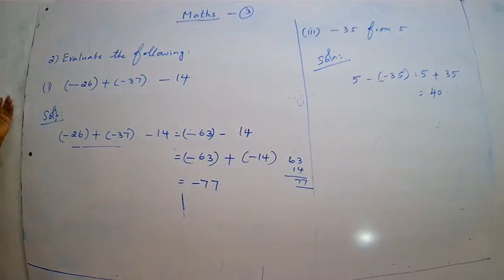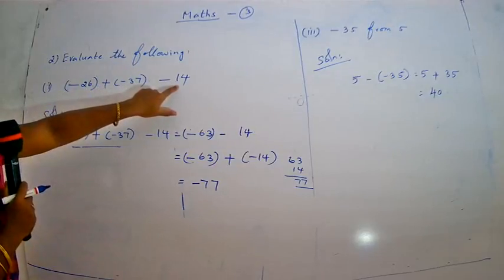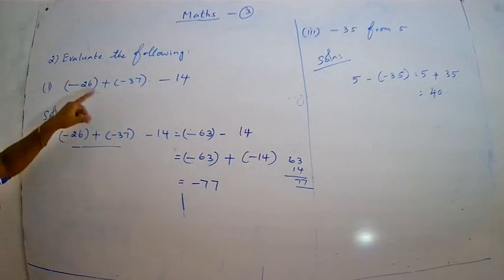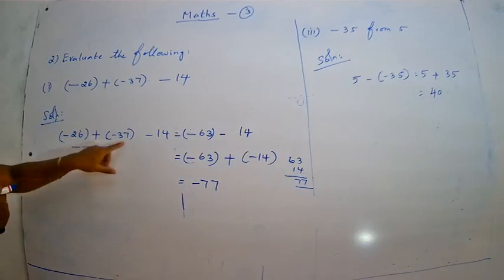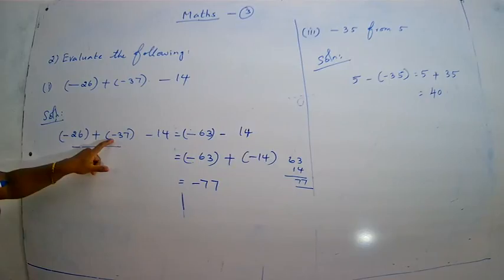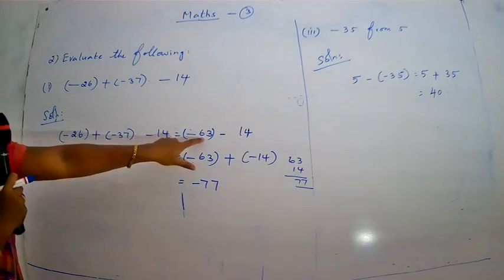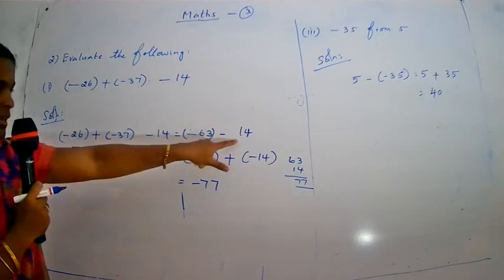Listen, one more time I will explain. Okay, minus 26 plus minus 37 minus 14. Now, three integers are there. So first find the answer of two integers. Minus 26 plus minus 37. Now this is the addition. So we add. Minus, minus having same sign. So you find the sum. 26 plus 37, your answer is 63. What is the sign? Minus 63 minus 14.